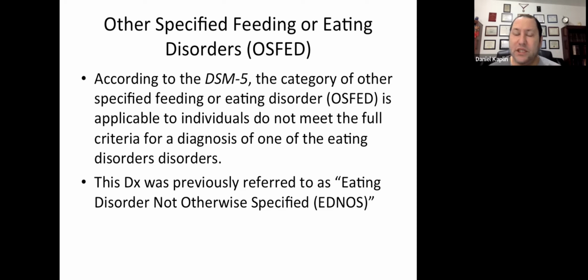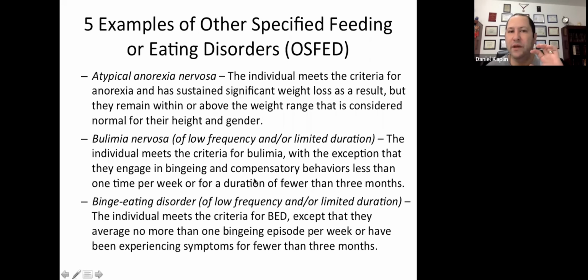But we have an additional one that is kind of like a catch-all. The previous diagnosis used to be referred to as eating disorder, not otherwise specified. So this condition is when you didn't meet the full criteria for another disorder that we talked about. You would get this diagnosis. So the DSM-5 now refers to this as OSFED, or an other specified feeding or eating disorder. So you don't meet the full criteria of one of the eating or feeding disorders that we talked about earlier, but something's going on. So let's look at the 5 examples of an OSFED.